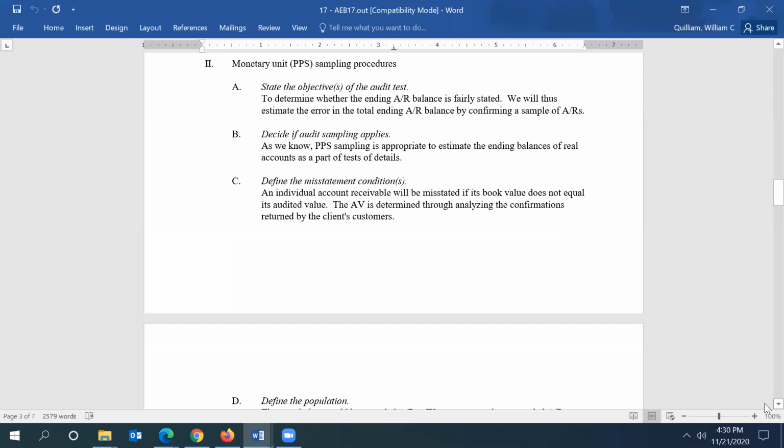So the first thing to do is state the objectives of the audit test. Well, it's determine whether the ending accounts receivable balance is fairly stated. And we'll thus estimate the error in the total ending accounts receivable balance by confirming a sample of accounts receivable.